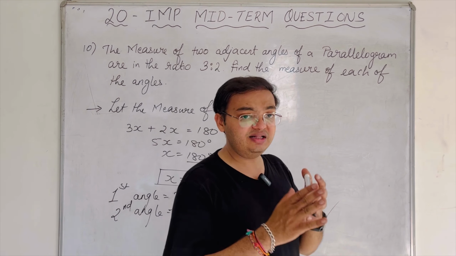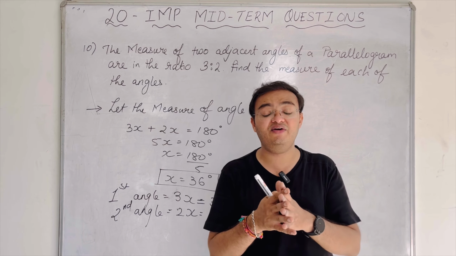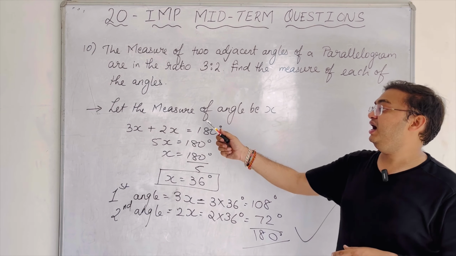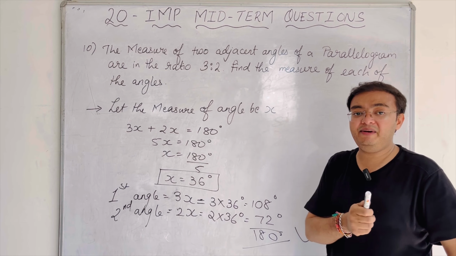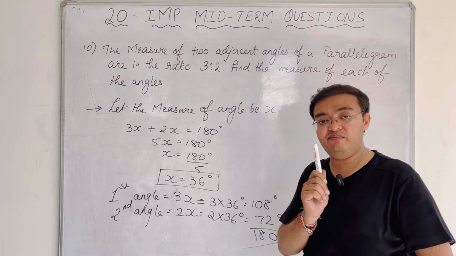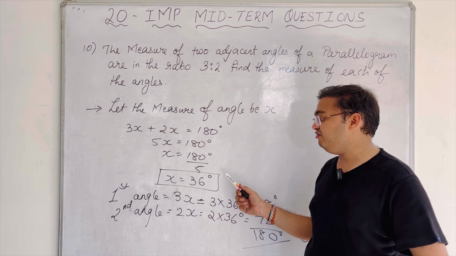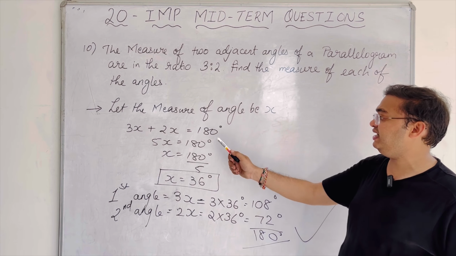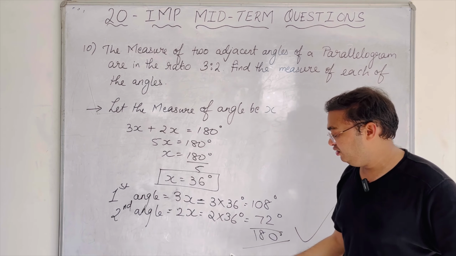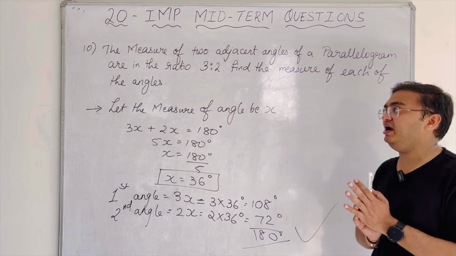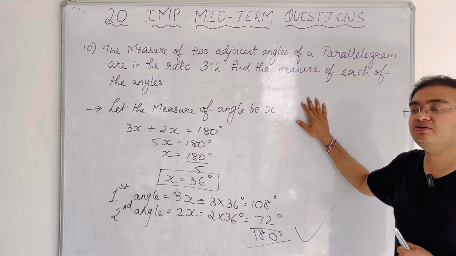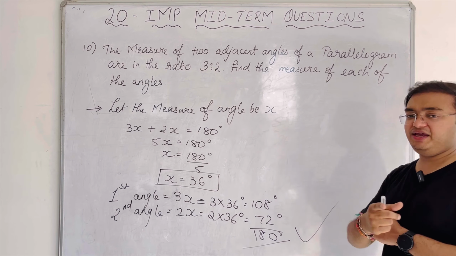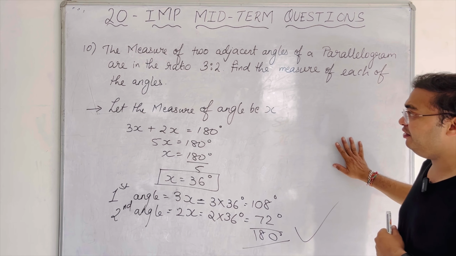If the angles are given in the form of ratio, first we will write them with the x, and once we write with the x, we will recall the properties of the parallelogram, that the adjacent angles make 180 degree. We will add them, we will find the value of x, and we will place the value of x in our first angle, that is 3x, and the second angle 2x. Here is your answer. I hope this question 10 is really very easy for you, right? So I hope you have taken a screenshot.